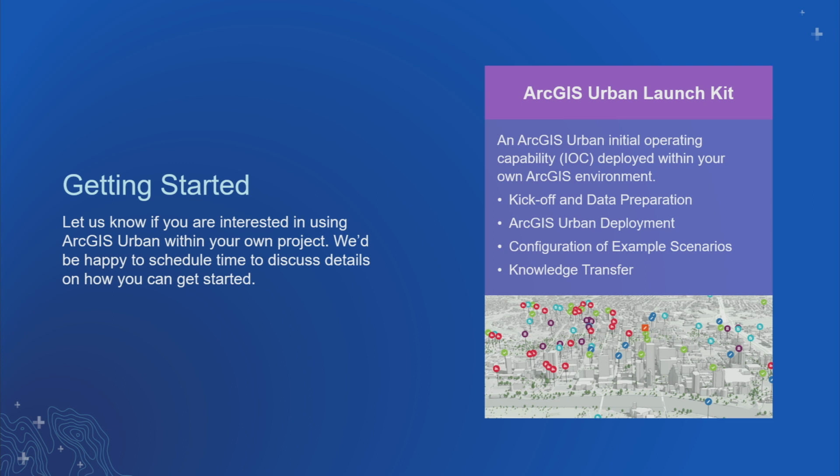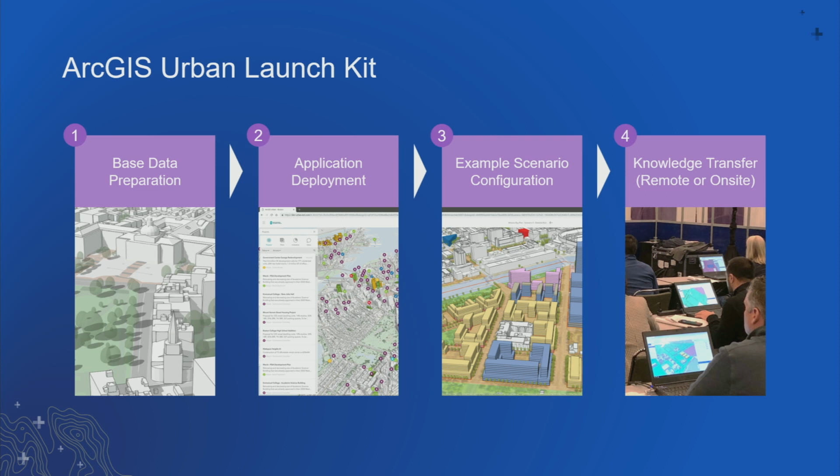If you're familiar with Esri's launch kit program, it's a deployment program so that you get stood up with initial operating capabilities in your own environment. We do a data preparation and kickoff and have Urban stood up. So it's a really great way to get started. It's really these 4 steps. Essentially, the base data preparation is all around zoning. Depending on the complexity in your local zoning codes, some are already tabular, some aren't. Some have 12 zones, some have 30. But being able to do that base data prep is key. Then application deployment, some example scenario configuration, and then either a remote or on-site knowledge transfer and workshop regarding that.